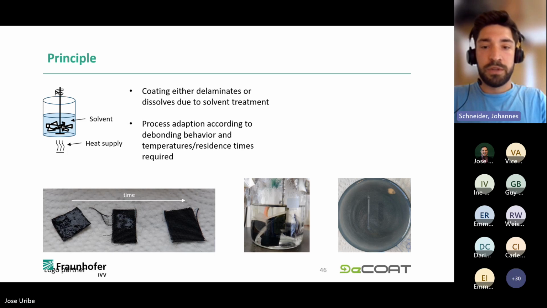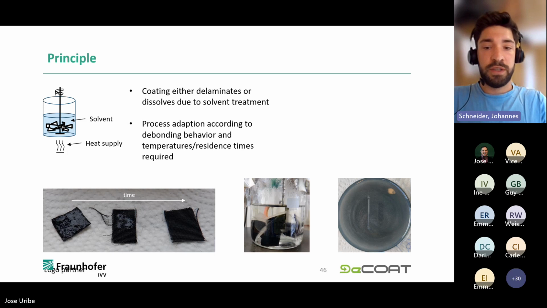So the samples are put into a beaker together with the solvent. The temperature needed for the debonding process can be applied by a heating plate, and friction is brought into the process with a stirrer. At laboratory scale, we observed 3 different debonding mechanisms that I will explain in a little more detail later, but they can either dissolve or delaminate due to the solvent treatment.